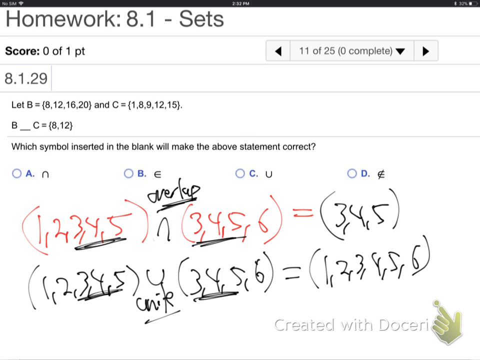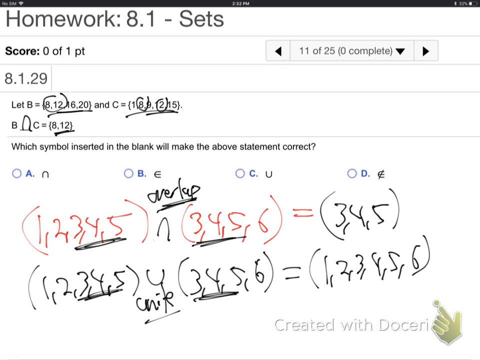Good so far? So which one of these is correct? What needs to go in the middle of B and C to make it equal 8, 12? It's overlap, isn't it? Because 8 and 12 are in both classes, aren't they? That's the overlap. Good there? All right.